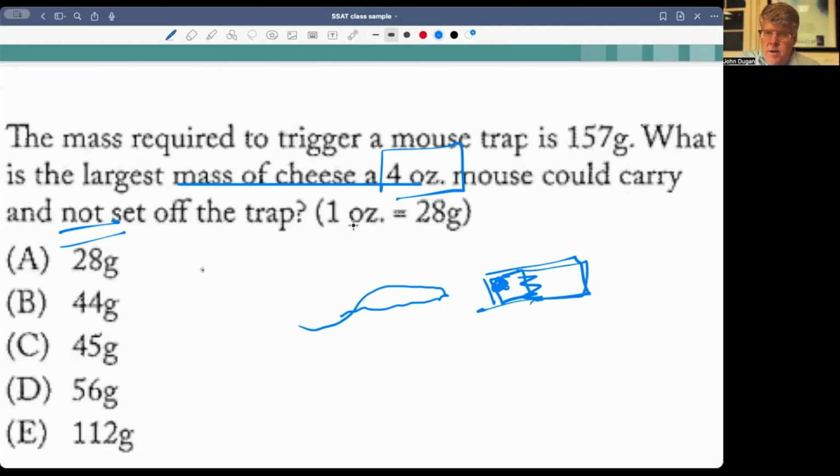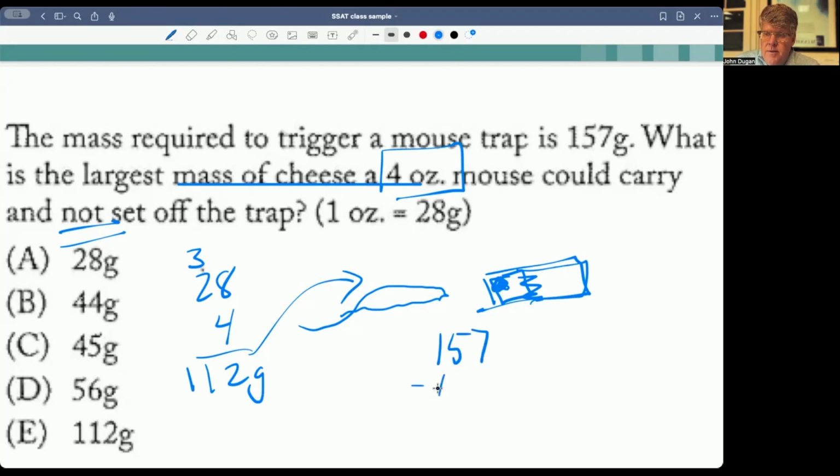So the first thing you're going to do is convert ounces to grams. We're going to take 28 and multiply by the 4 ounces, right? We're going to get 112 grams. So it's a 112 gram mouse. And then you're going to take 157 grams and subtract the 112 grams. And of course, you're going to get 45 grams. But the key to this whole problem is that if you put 45 grams as your answer, 45 grams is going to equal the dead mouse. All right. So you have to pick 44 grams.